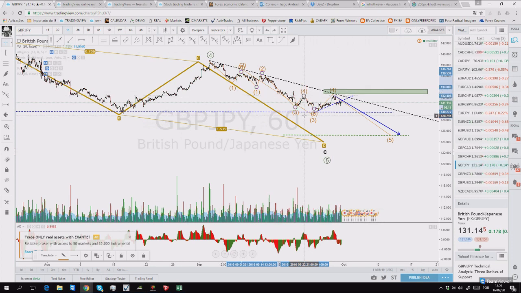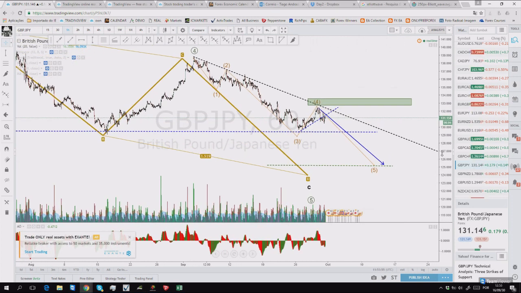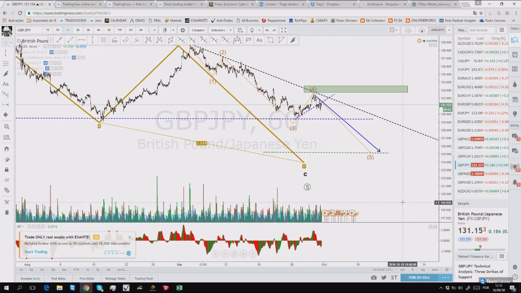I just gave you some things to help you if you guys want to count waves. And I'm trading off the 4 hours, so I basically analyze the weekly and the daily, and then count the waves on the 4 hours.